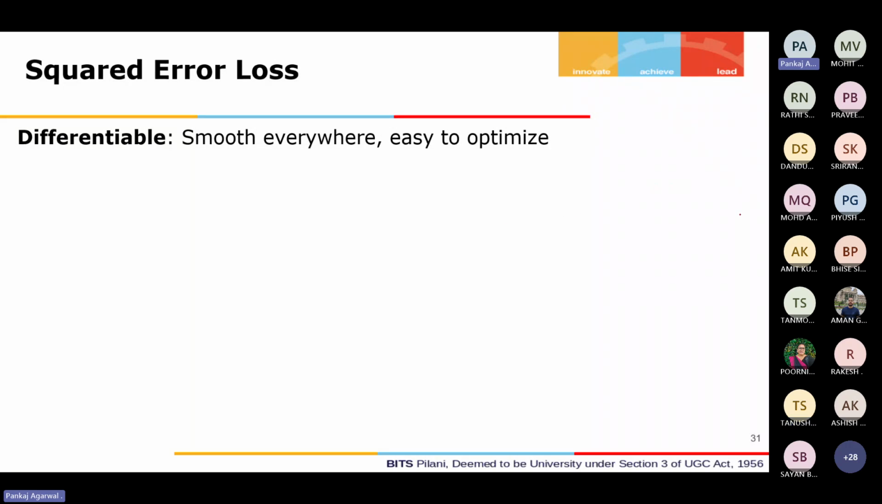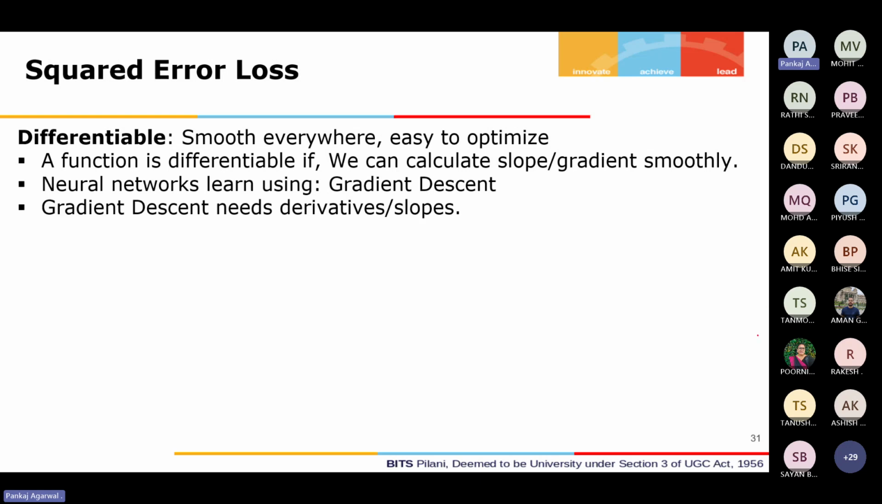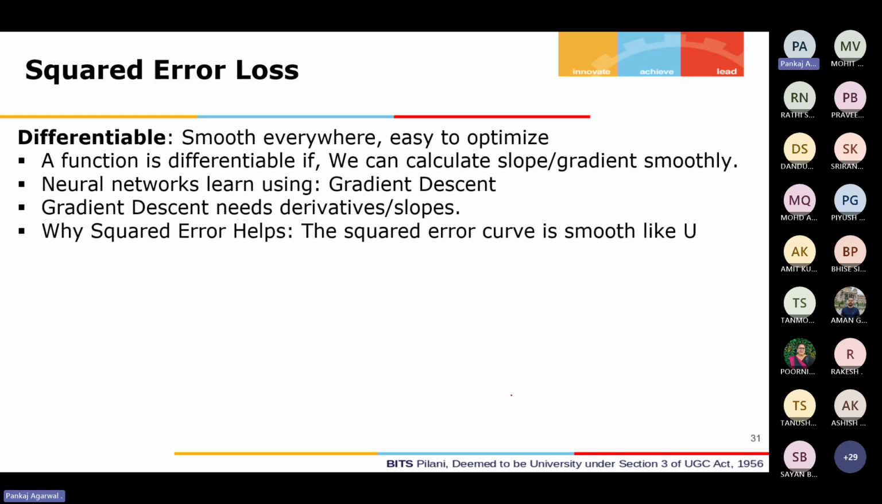Differentiable means smooth everywhere and it is easy to optimize. The function is differentiable because of that square term. We can calculate the gradient very smoothly. I can do the first order derivative and it would not remain constant, isn't it? So a neural network learns using gradient descent. Everyone knows it. Descent needs what? Derivatives of the slope. And why does square error help?